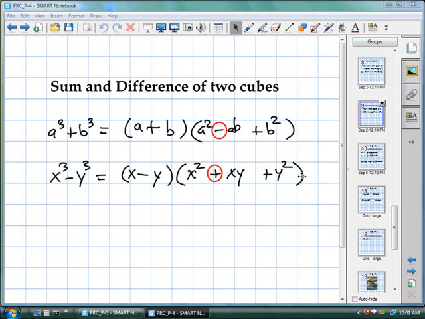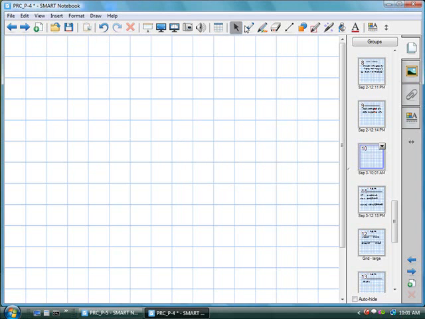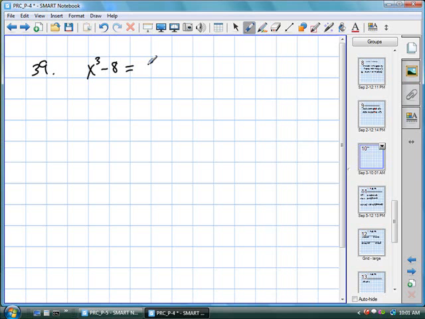So I'll tell you what, let's just do a couple from the P-4 assignment. Yeah, I've got to locate them now. Okay, 39 is one of them. You've got x cubed minus 8. Is that the sum or difference of two cubes? Yeah, 8 is a perfect cube, and so is x cubed. Obviously that's a minus sign.